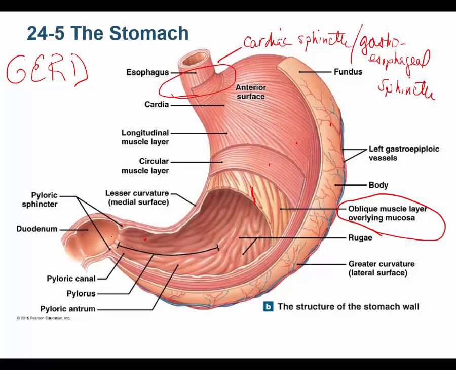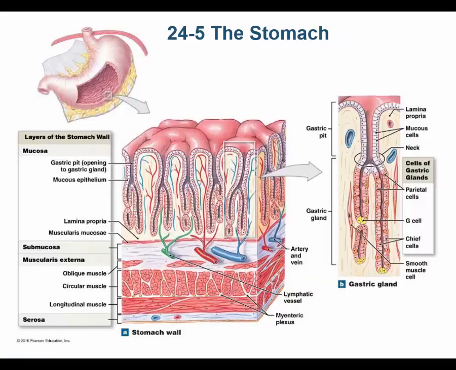However, the sphincter between the stomach and the duodenum right here, the pyloric sphincter, that is a true sphincter. That's a true anatomical sphincter. All right. The rest of this is really anatomy that we'll cover in anatomy. And what I really want to cover about the stomach is control and making secretions.